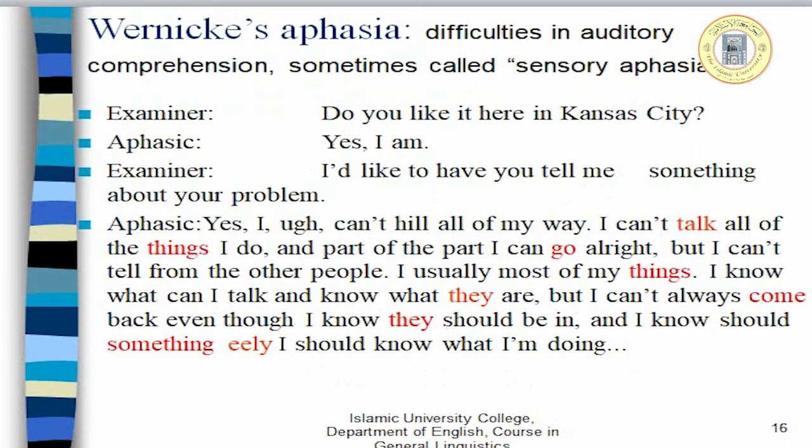Now, Wernicke's aphasia means difficulties in auditory comprehension, and is sometimes called sensory aphasia, dealing with sensory cells and impulses. Difficulty in finding the correct word is sometimes referred to as anomia.